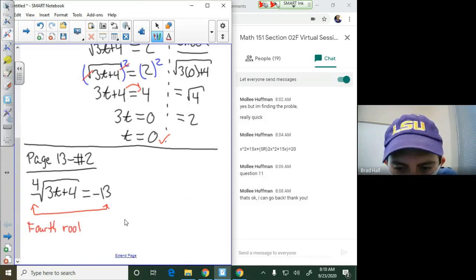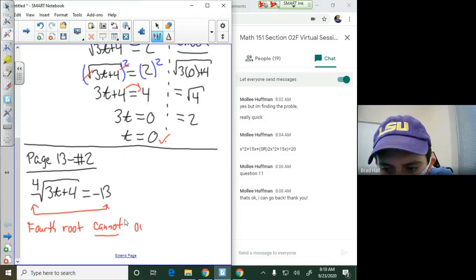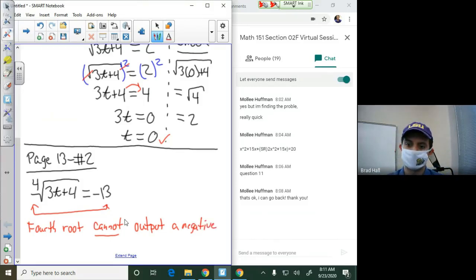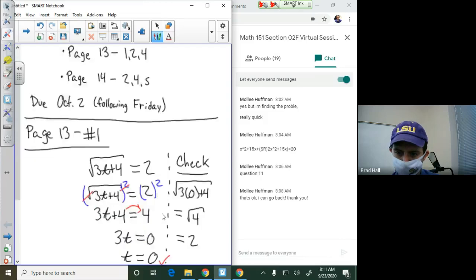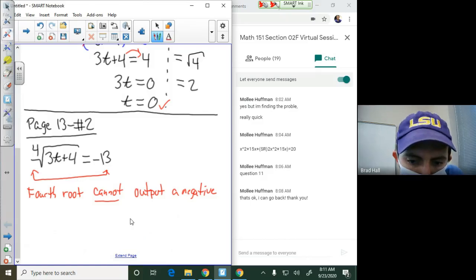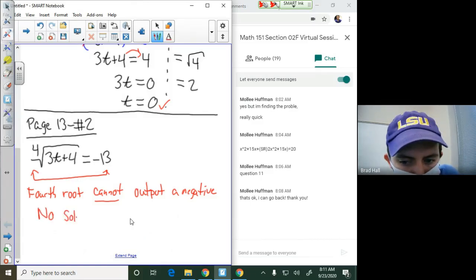Fourth root cannot output a negative. This problem just has no solutions, and that's it. Okay, cool. So you would just say no solutions, and that's it. That's the whole problem.